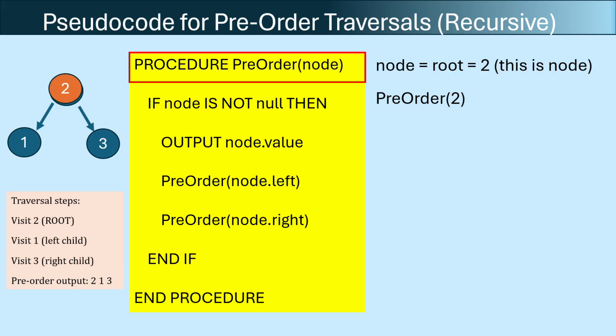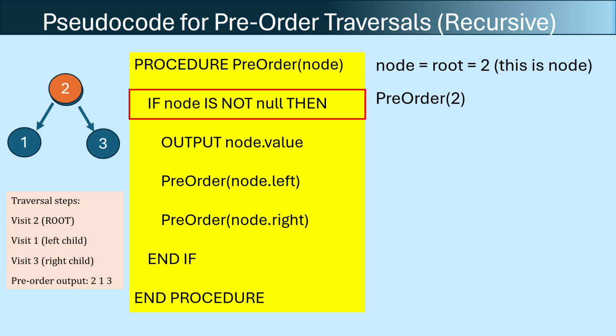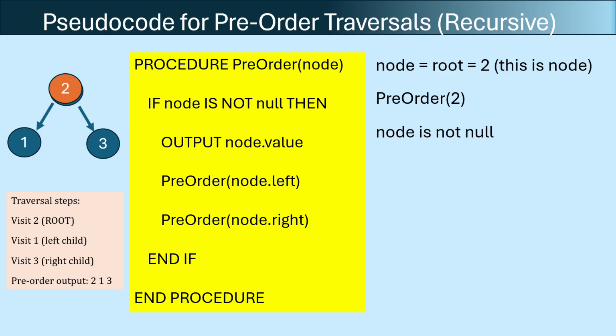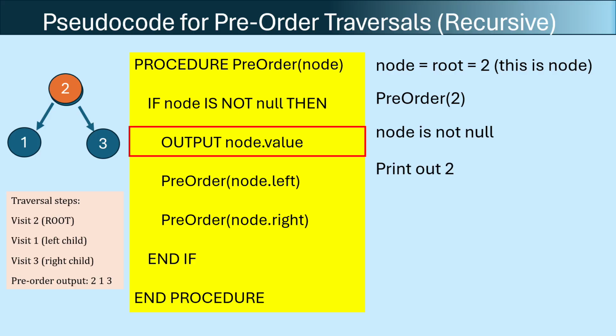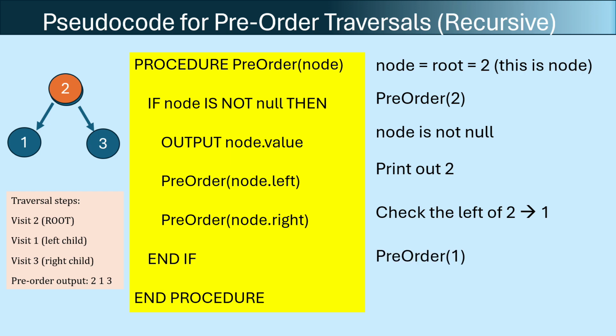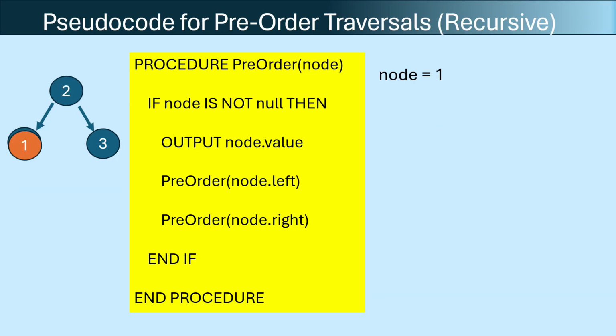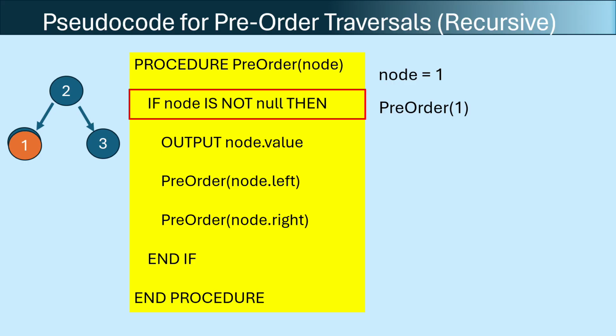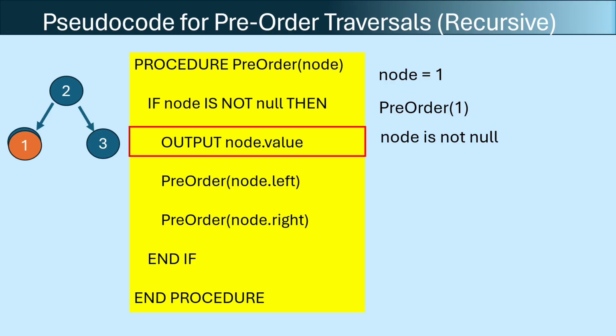Then we check. Is it null? It is not. If it's not null, we're going to go to the next line, which is output. So we're going to output the value, which is 2. Then we look at the left side of 2. Well, the left side of 2 is 1. And we're going to call our recursive procedure preorder 1. For the preorder 1, we check if it's null. It is not. So we're going to look at printing out the value. So we're going to print out 1.